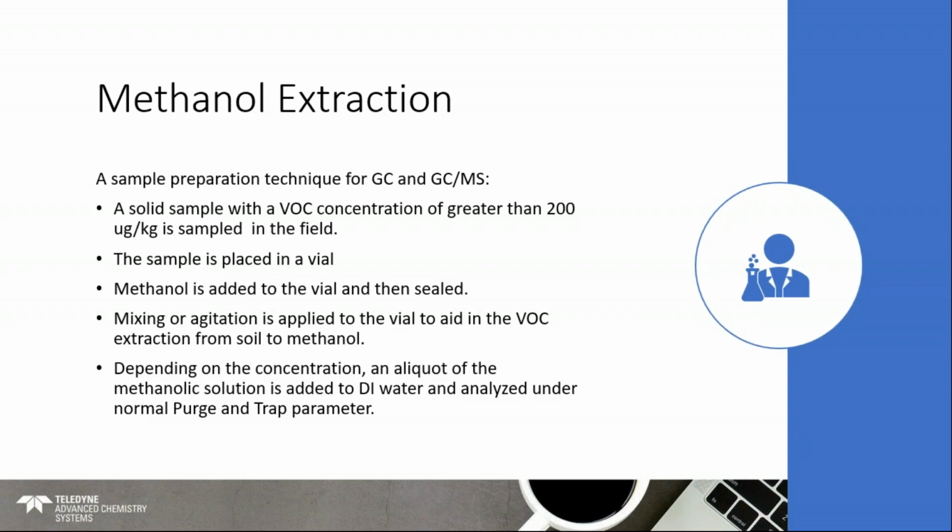Depending on the concentration, an aliquot of the methanolic solution is added to DI water and analyzed under normal purge and trap conditions, or for the Atomic XYZ, water mode.